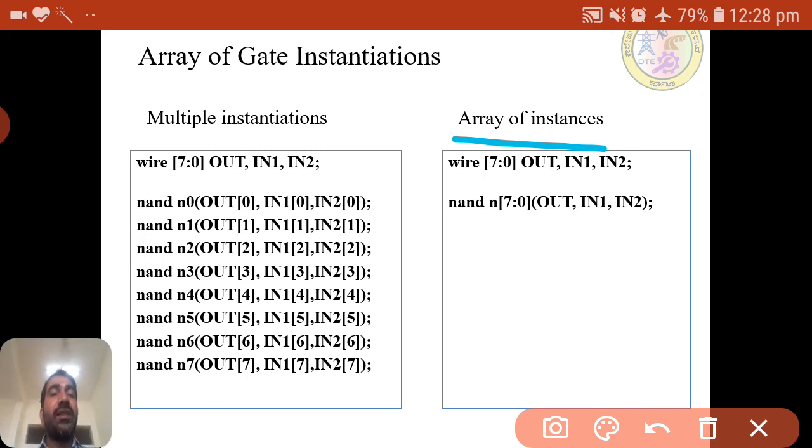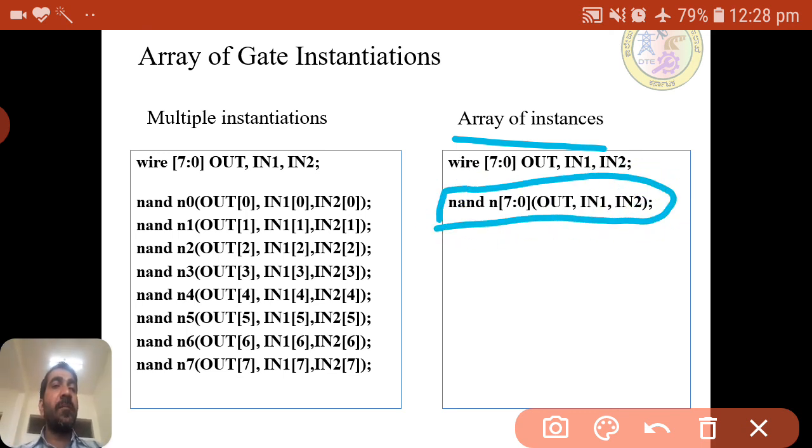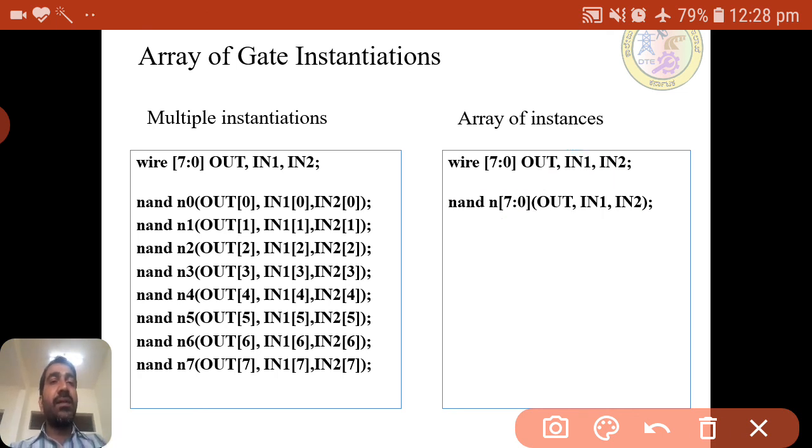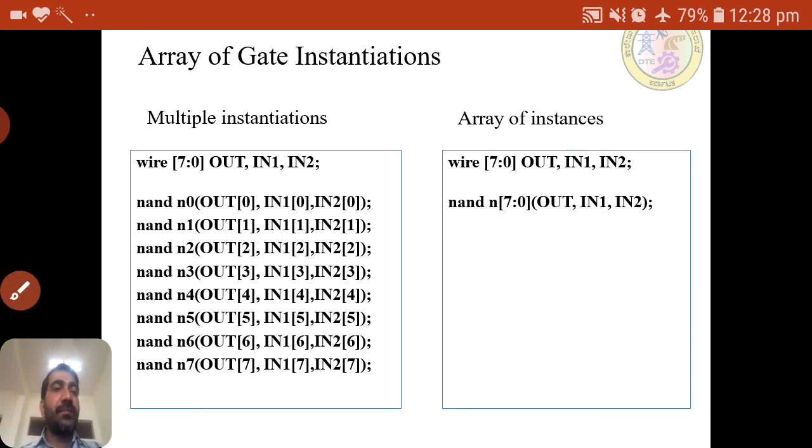Not only single bits; in many applications we use vectors. When two vector values need an AND operation or NAND operation, XOR, all those things, we can do that by using these instantiations. So this we call an array of gate instantiations.